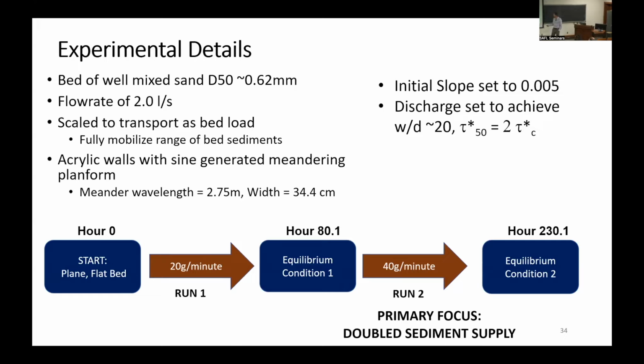And then David, my student, increased the sediment supply to 40 grams per minute, so we doubled it, and ran it until hour 230, 150 more hours of experimental time, until we got to what we felt was close enough to a second equilibrium that we could stop the experiment. So the main focus here is what happened from equilibrium 1 to equilibrium 2, both in terms of the endpoints as well as the temporal progression throughout.